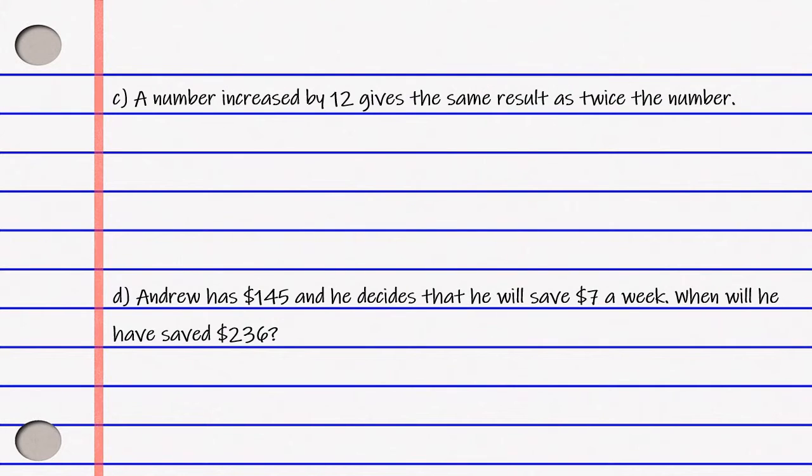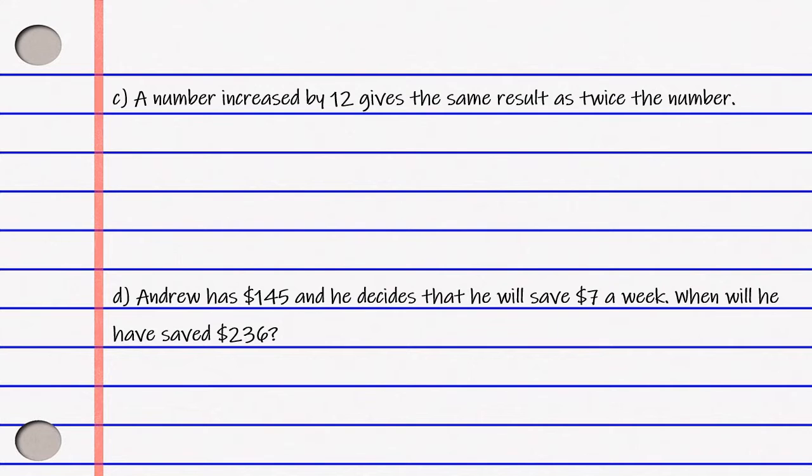All right, so the next one: a number increased by 12 gives the same result as twice the number. So again, we have a number, but we have it there twice. We have a number at the beginning of the sentence, and we have twice the number at the end of the sentence. So keep that in mind.